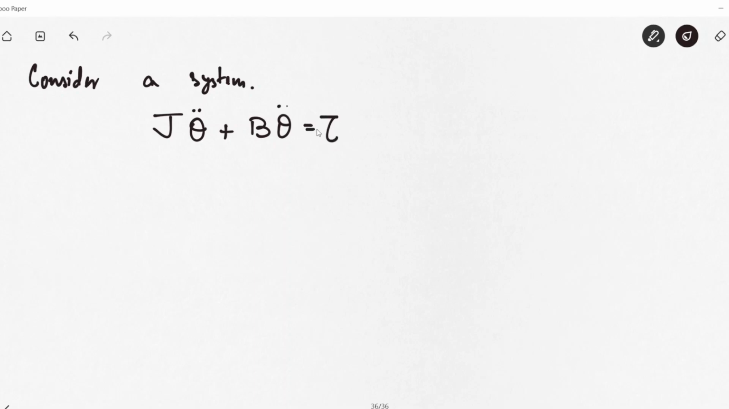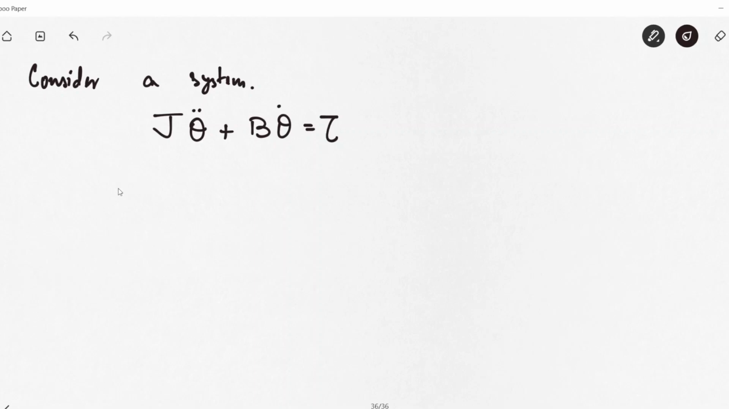We'll take another example to understand the analytical method of phase plane analysis. Now consider a system whose dynamic equation is governed by the differential equation J theta double dot plus b theta dot equal to tau.